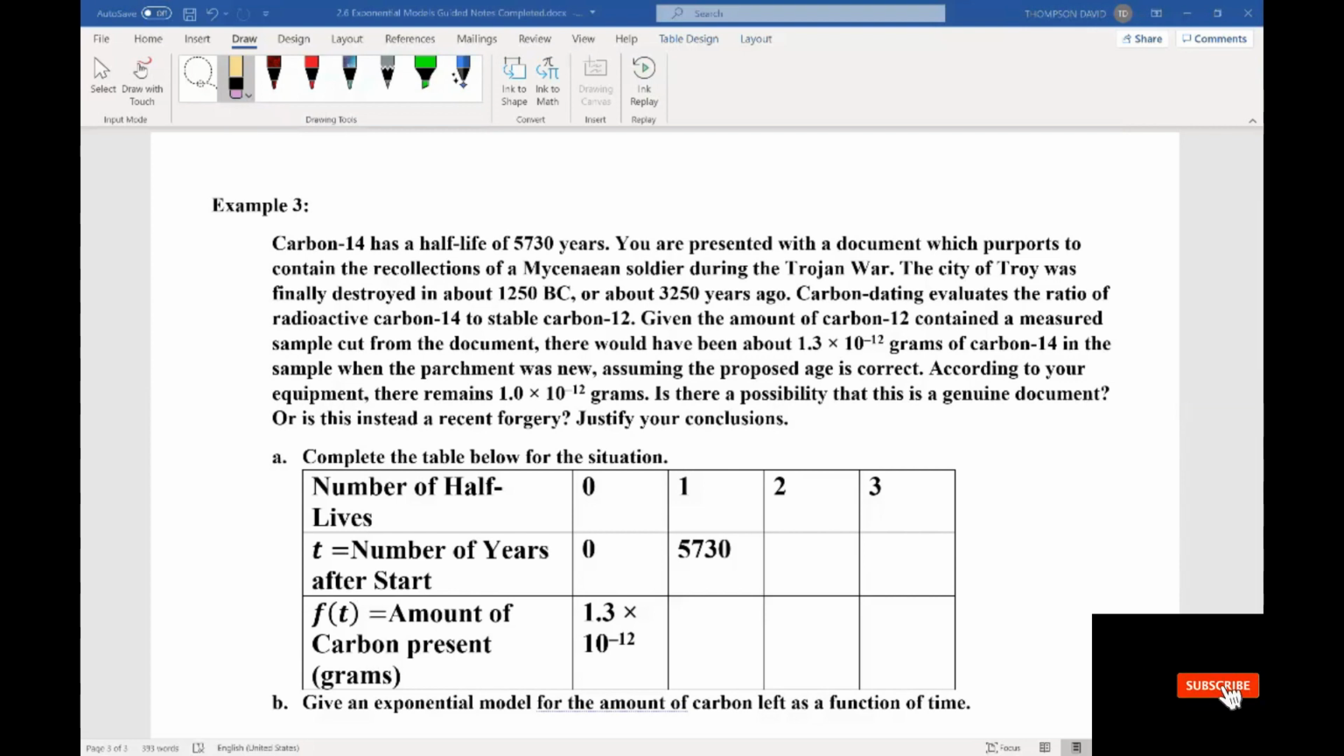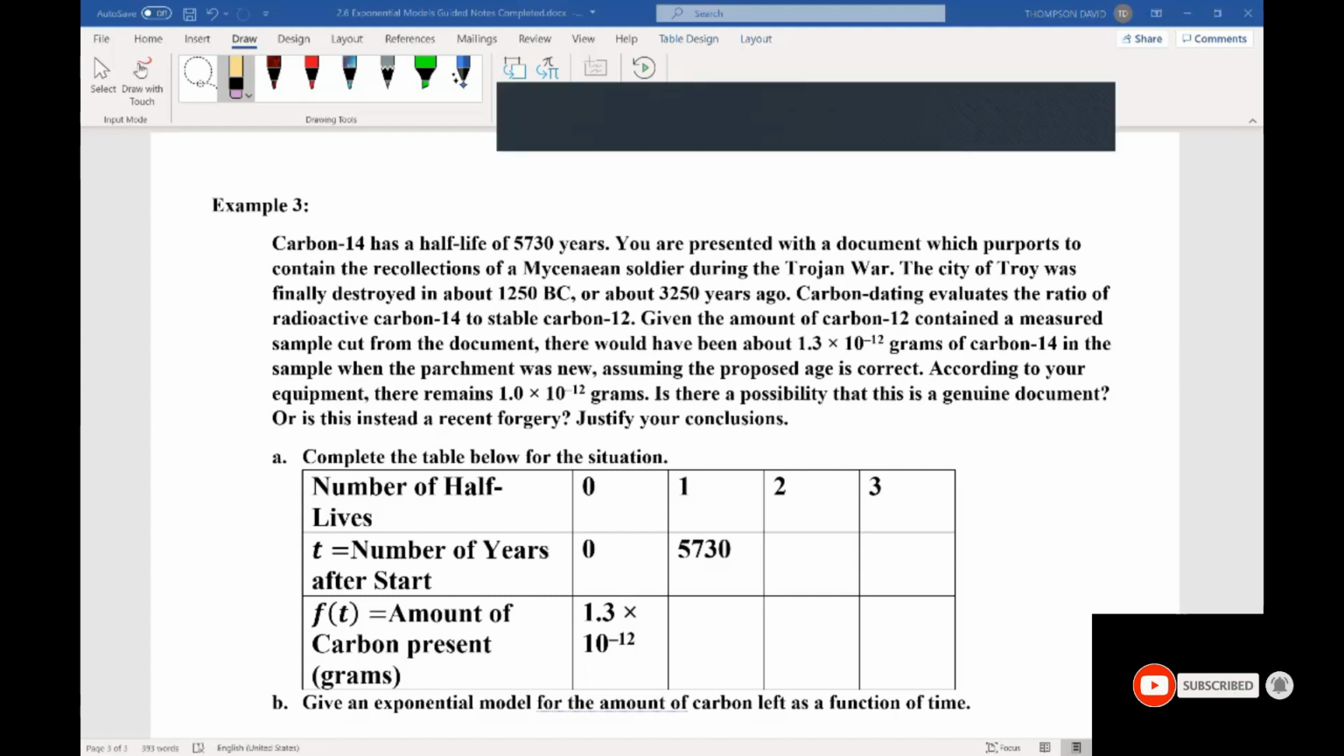Carbon dating evaluates the ratio of radioactive carbon-14 to stable carbon-12. Given the amount of carbon-12 contained in a measured sample cut from the document, there would have been about 1.3 times 10 to the negative 12 grams of carbon-14 in the sample when the parchment was new. Assuming the proposed age is correct, according to your equipment, there remains 1.0 times 10 to the negative 12 grams. Is there a possibility that this is a genuine document, or is this a recent forgery? Justify your conclusion.